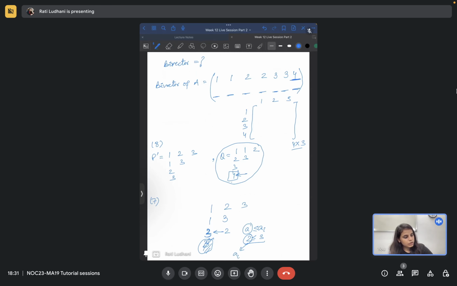Now we are looking for 2 to be inserted, like from where 2 must have bumped out from this row. That we need to figure out. We again look for A such that A is less than or equal to AI. So for 2, 1 must be that number, right? So this must be 2 and you must have inserted 1, right?